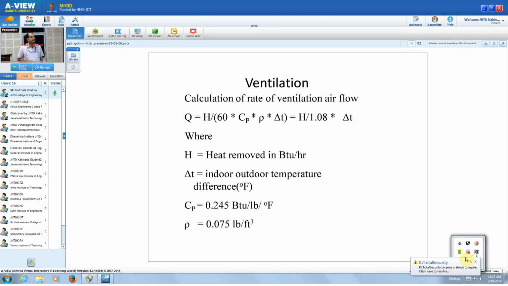Then coming to the ventilation. Calculation of the rate of ventilation airflow. What is the importance of ventilation? Suppose you are providing air conditioning, we have already talked about the infiltration, that is how much air is entering into the room. And the ventilation also, through windows or any provision, should be there. Next.